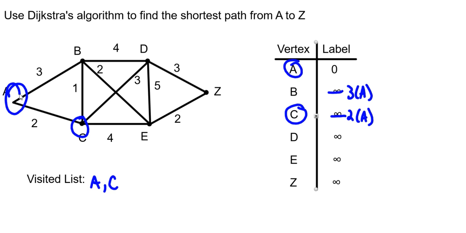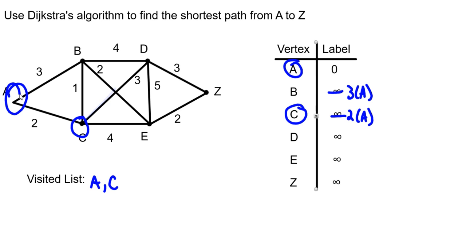So we record that we considered A, then we considered C. We circle C in both the graph and the table over here that's keeping track of our labels. And now we look at where we can get to from C. From C we can get to B at a cost of 1 plus the 2 that it took to get here for a total cost of 3, but B already is labeled as 3, so we're not going to do any better with that. We can get to D at a cost of 5.